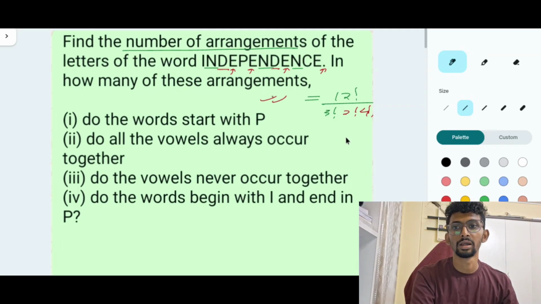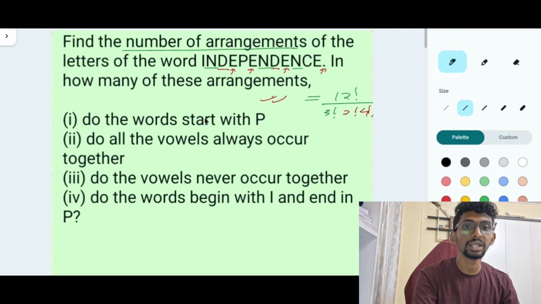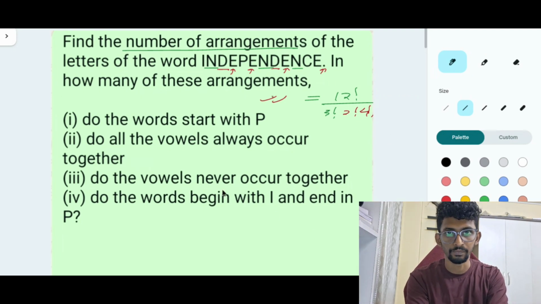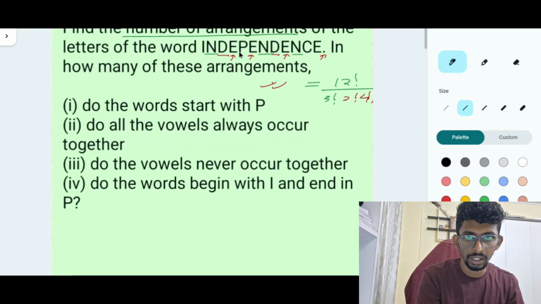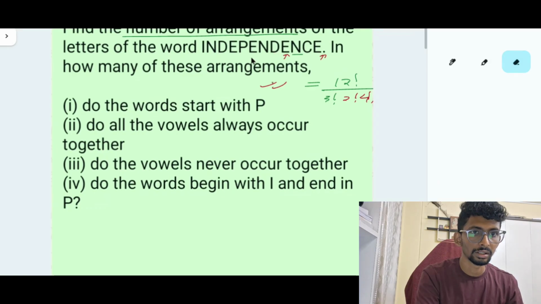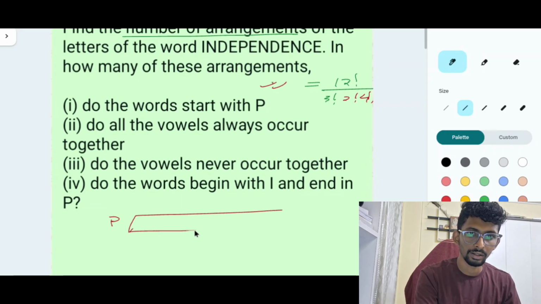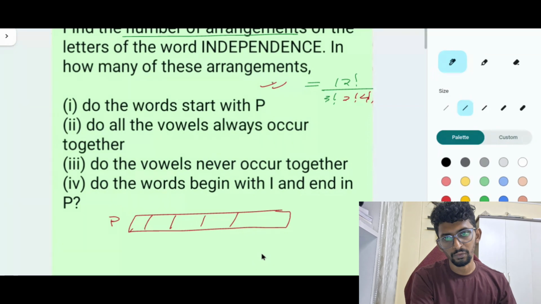Now next, how many of these arrangements start with P? Okay, very interesting. So start with P. Out of these 12 letters, we can see one P is here. That means P is fixed. The word will start with P. So in the rest there will be 11 letters. One we have already taken. That means one is fixed.